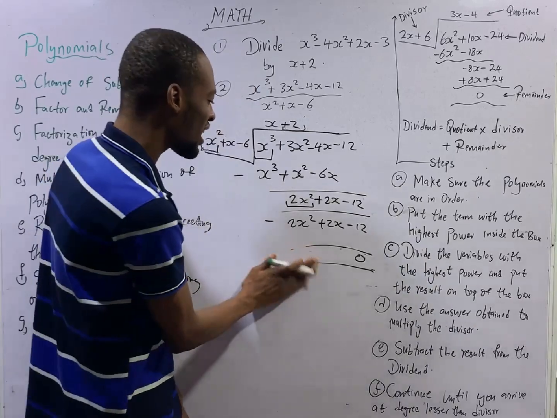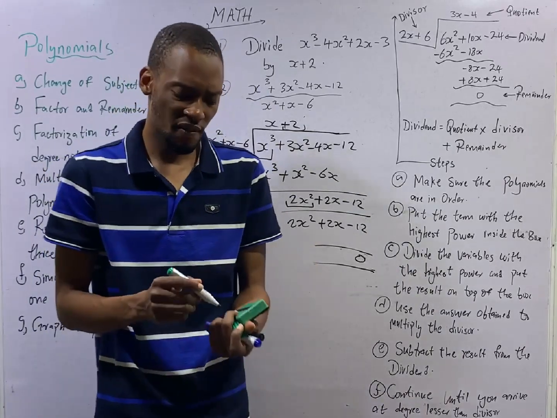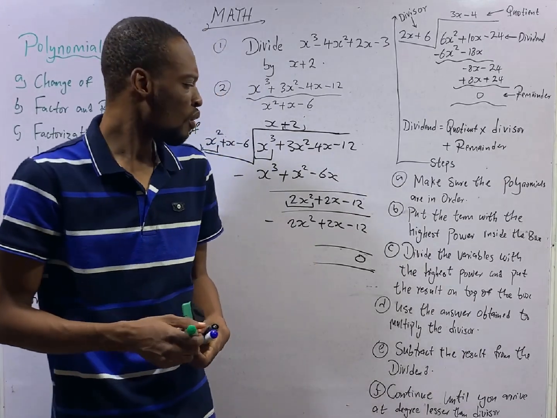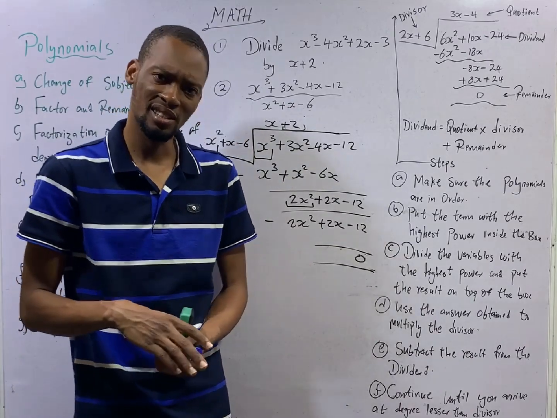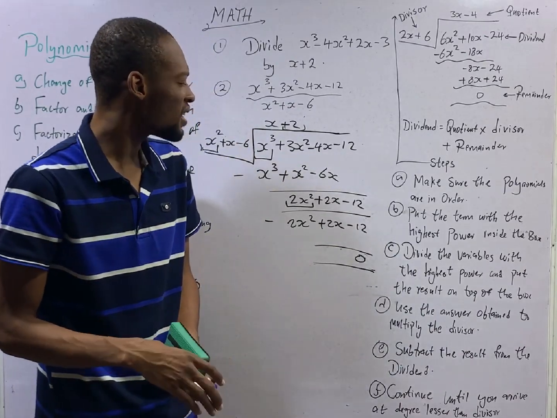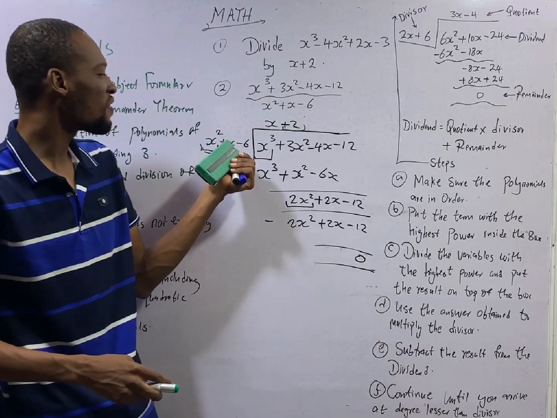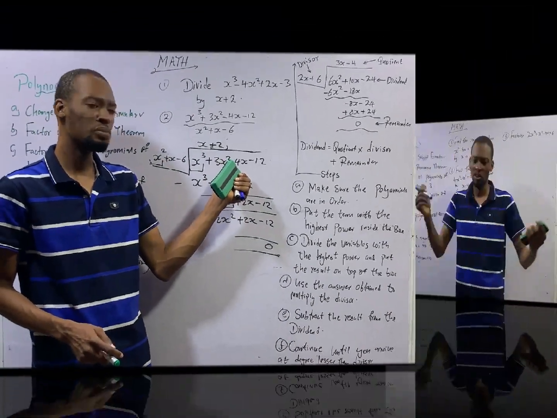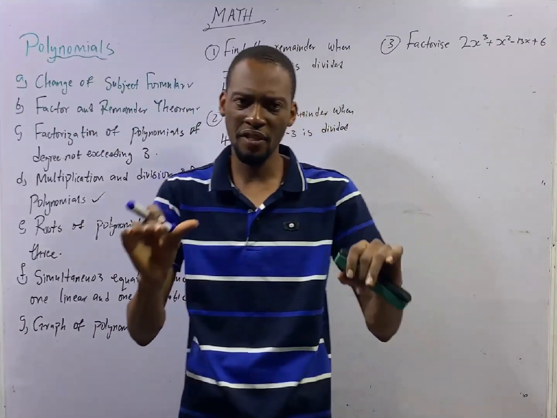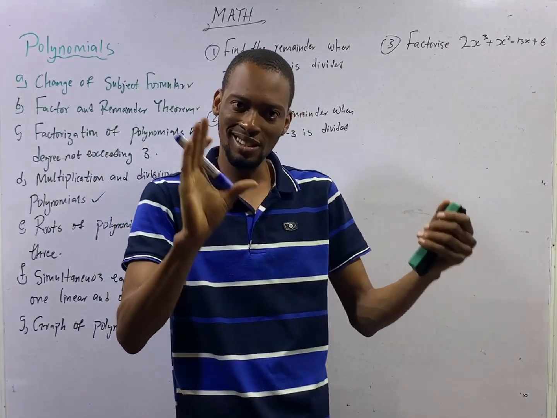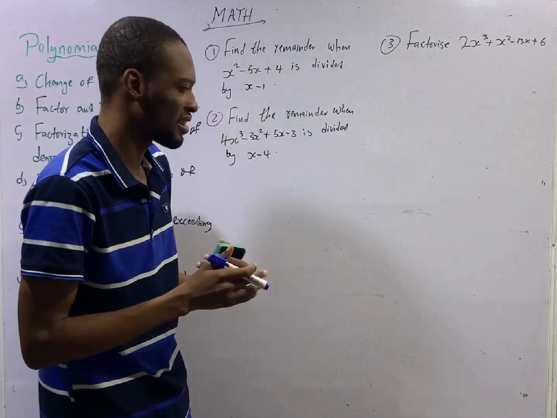Now, the remainder is 0. In other words, there is no remainder. What does it mean when the remainder is 0? If the remainder is 0, it means that the divisor is a factor of the polynomial. The factor and remainder theorem is a very interesting concept in polynomials.